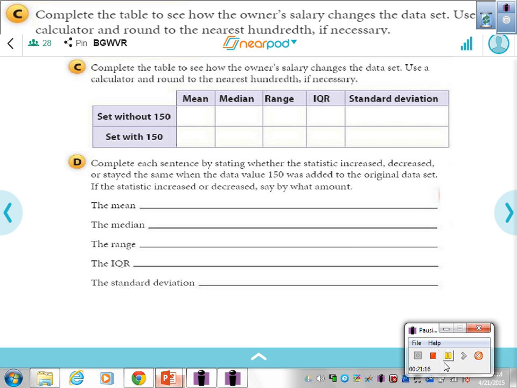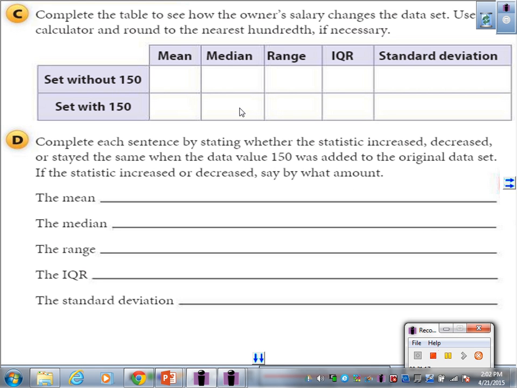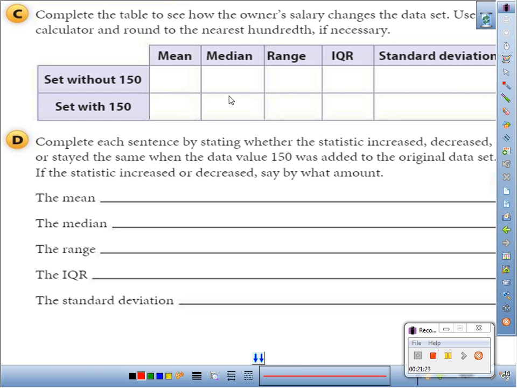For example, 1A, what was our median? Everyone. 40. So that goes right here on the bottom, set with 150. It's 40. What was our IQR? You have it on your paper. What is it? 12.5. Okay. What is the range of that data? What was the greatest and the least? 25 and 150, so that one is 125.